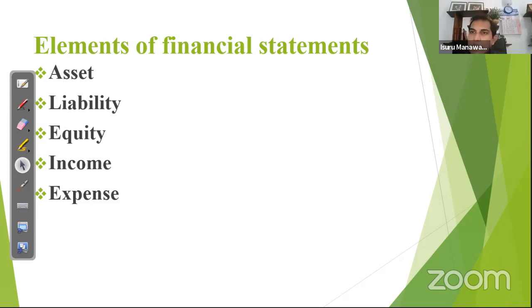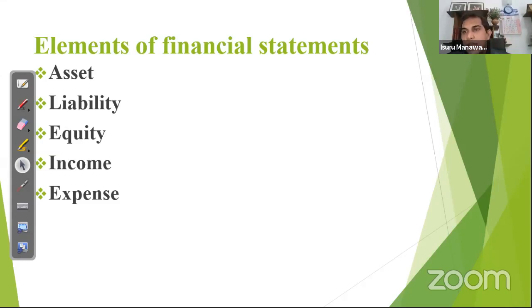I know personally some students mix up elements of financial statement and components of financial statement. If we ask for elements of financial statements, some students give answers as components of financial statement. That is completely wrong, right? You should specifically identify elements of financial statement.